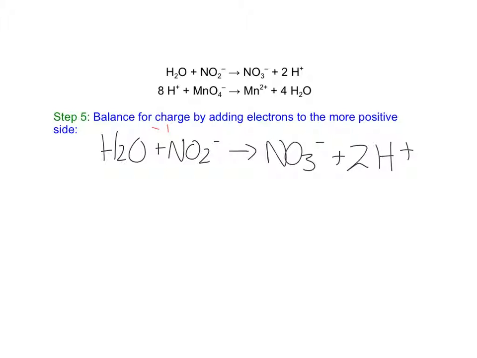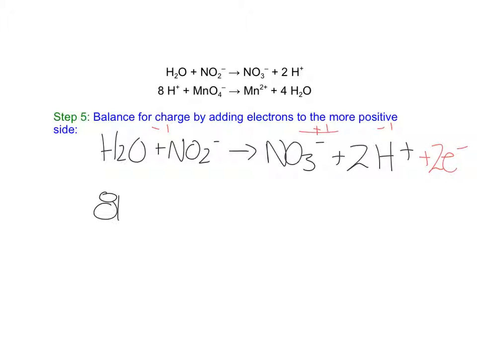On the other side, in our products, we have a 1 minus and 2 positives. Don't forget the coefficient will affect it. With that, we have a positive 1 charge in our products. To make these equal, what we need to do is add electrons. So we can add 2 electrons to our products, which will now bring our charge down to -1. They are equal.